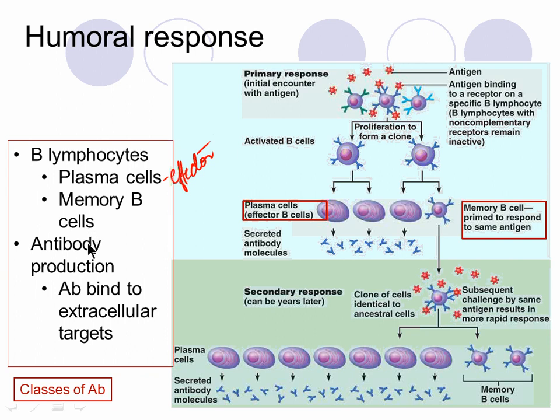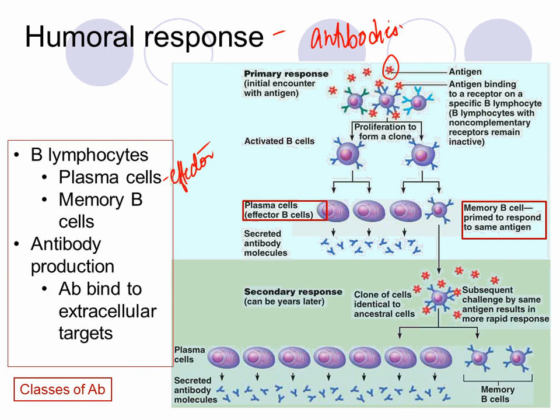What B lymphocytes do is they produce antibodies. So the humoral response is when antibodies are being produced. And these antibodies bind to extracellular targets. So for example, you have this free-floating antigen here. It could be anything, a bacterium, a virus or something. So it's lying free. The antibody will come and attach to this antigen and form an antibody-antigen complex. And then it will take care of the problem. So you can see that it is outside the cell.